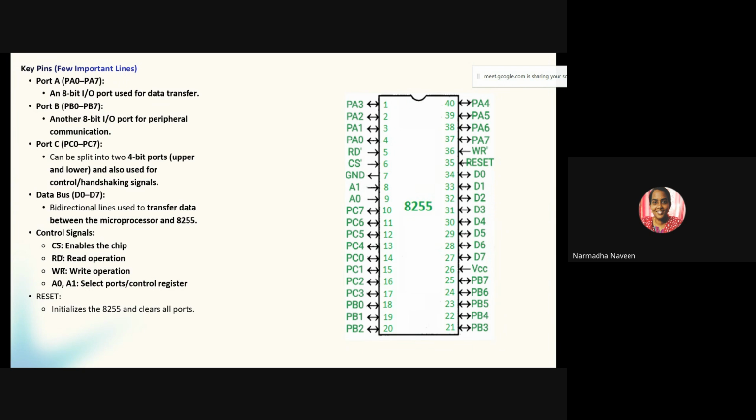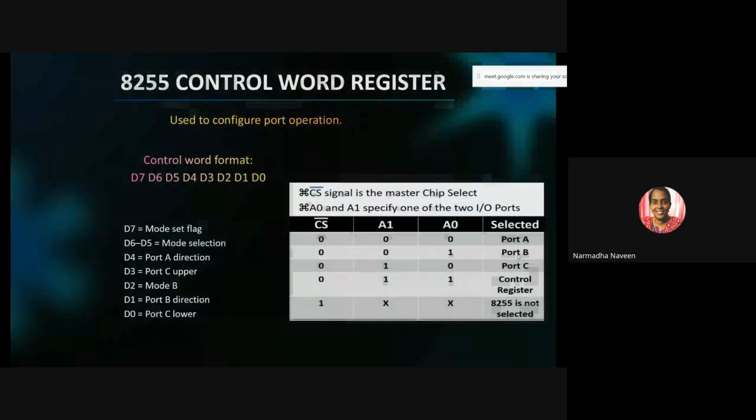So this is again the explanation about a few important lines. PA0 to PA7 is an 8-bit input output port that is used for data transfer, and PB0 to PB7 is another 8-bit input output port for peripheral communication. Port C alone is divided into upper and lower, 4 bits for upper and another 4 bits for lower. So these are some of the operations.